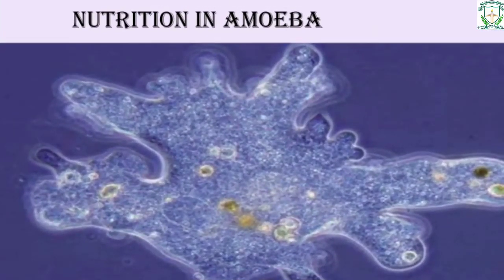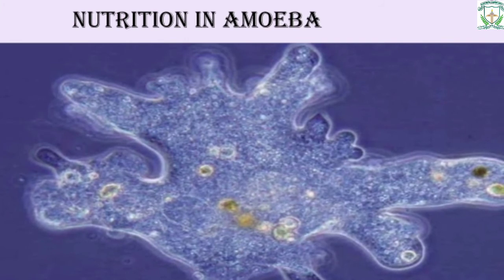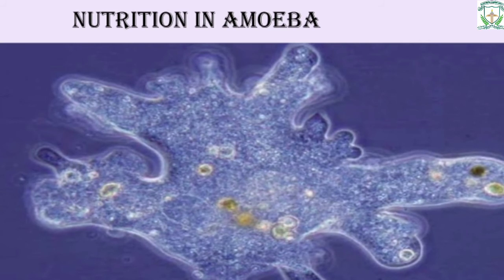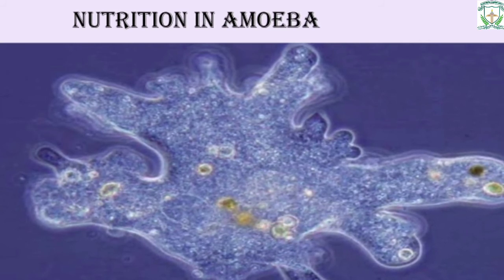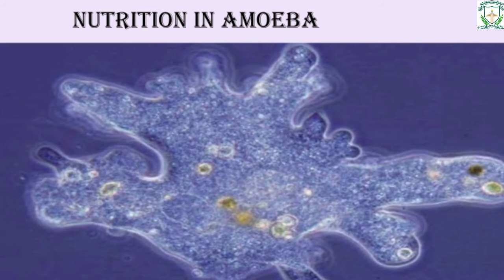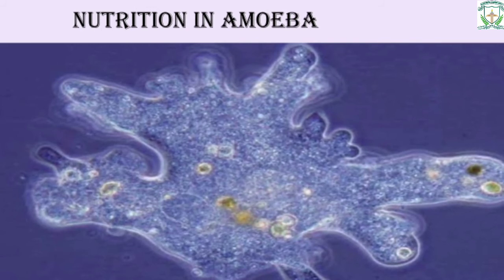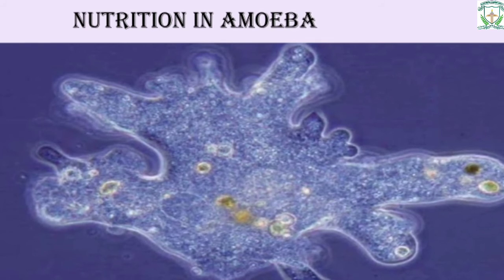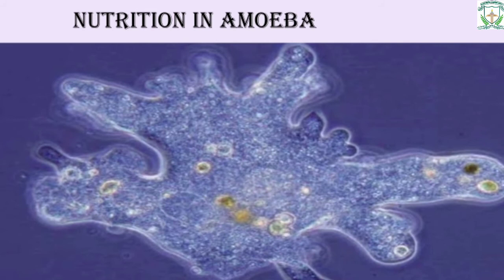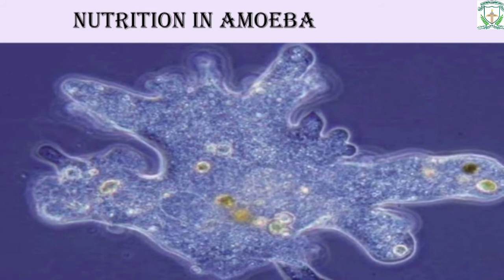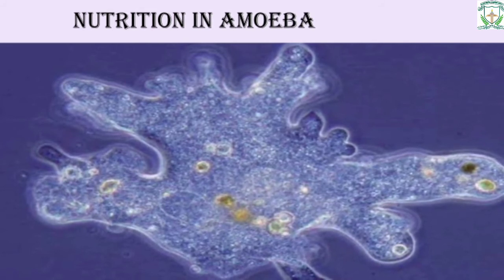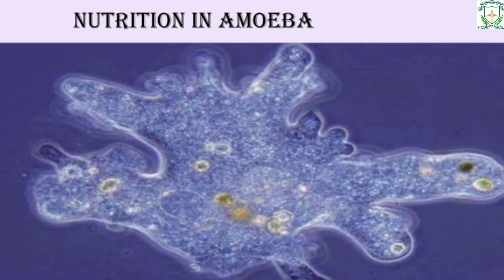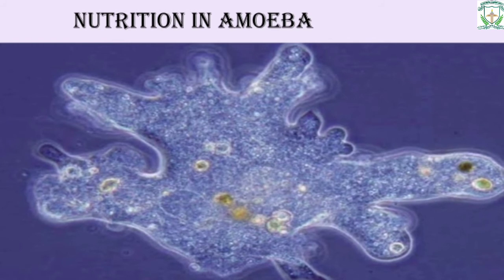Now we are going to see nutrition in amoeba. Does amoeba have a specialized organ or organ system like animals? No, it is a unicellular organism. Then how will the life processes take place in unicellular organisms? The life processes will take place through the process called diffusion. The requirement will be fulfilled by diffusion.